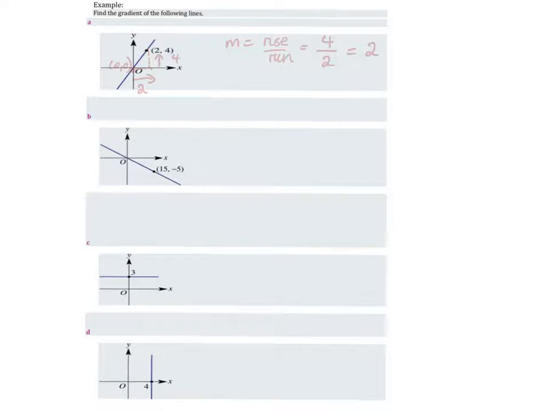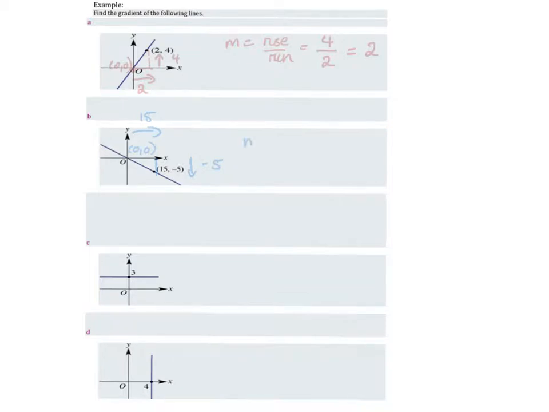Okay, we are looking for, in this case, to go from (0, 0) through the point (15, -5). So where is our triangle again? Again, I'm forming a right angle triangle there. So you should be able to see that to go from 0 to 15, my run is 15, and then going down from 0 to minus 5, my rise is negative 5.